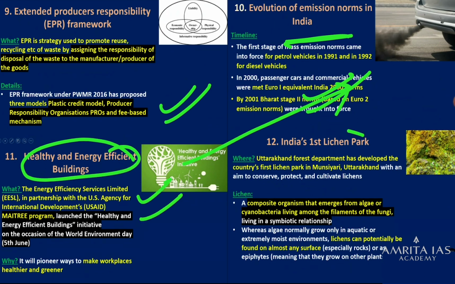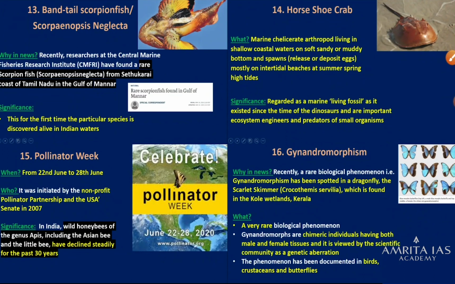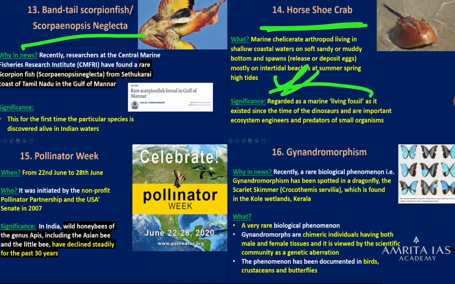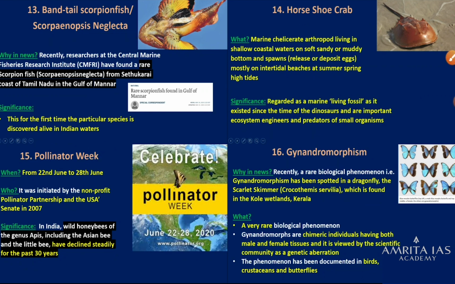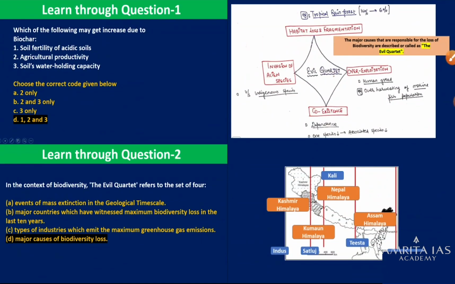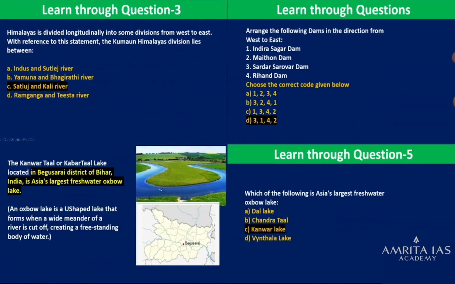Then healthy and efficient building, India's first Lycan park. Then this species, Scorpiosis neglecta. Then horseshoe crab, we have seen a marine fossil, living fossil it is being called. Then pollinator weeks, and then Gynodromorphism. Sorry. Then 5 questions we have seen. First one related to biochar, second evil quartet, third is the Himalaya longitudinal division, fourth one is the dams being arranged, fifth one is an oxbow lake, that is Kanwar Lake.